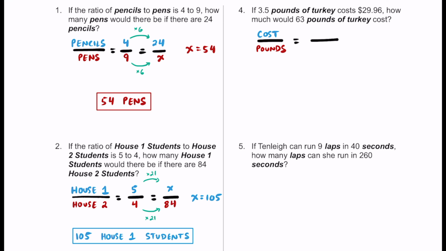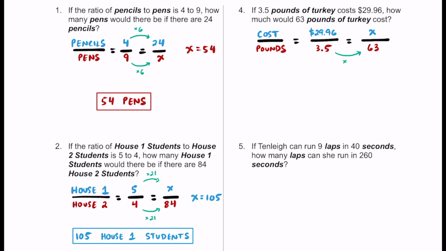So initially we're being told that we have $29.96, and that's going to be for 3.5 pounds here. So I'm just going to put 3.5 on the bottom, and they're wondering what it's going to cost if we wanted 63 pounds of this turkey. So let's put 63 on the bottom here. Okay, so we don't know how much this is going to cost, so let's put a variable to represent that. I'm going to use X here. And we need to find out 3.5, how many times bigger is it to get to 63?